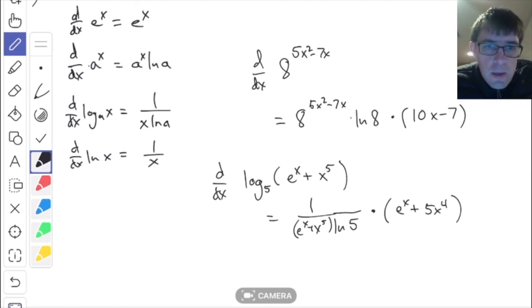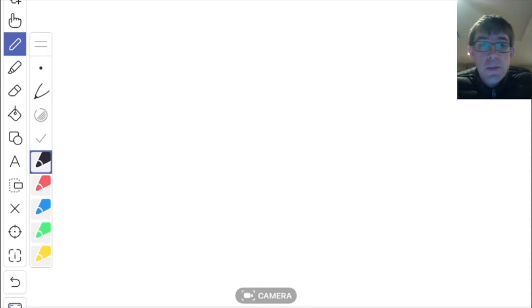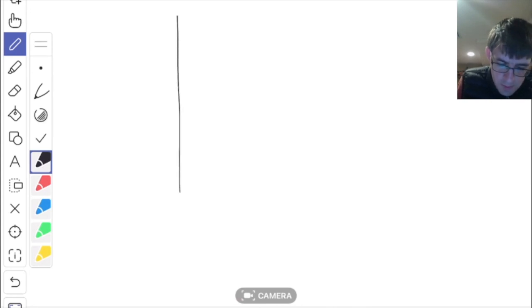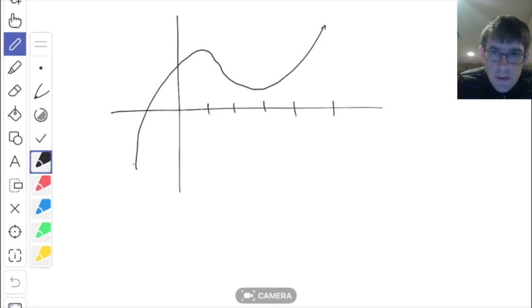All right, next section is the last bit there, increasing and decreasing. Let's try this out. So these are the new ones for this week. First thing is you should be able to look at a picture and identify when the graph is increasing and decreasing. So let's see if I can draw an example of this. Something like that.